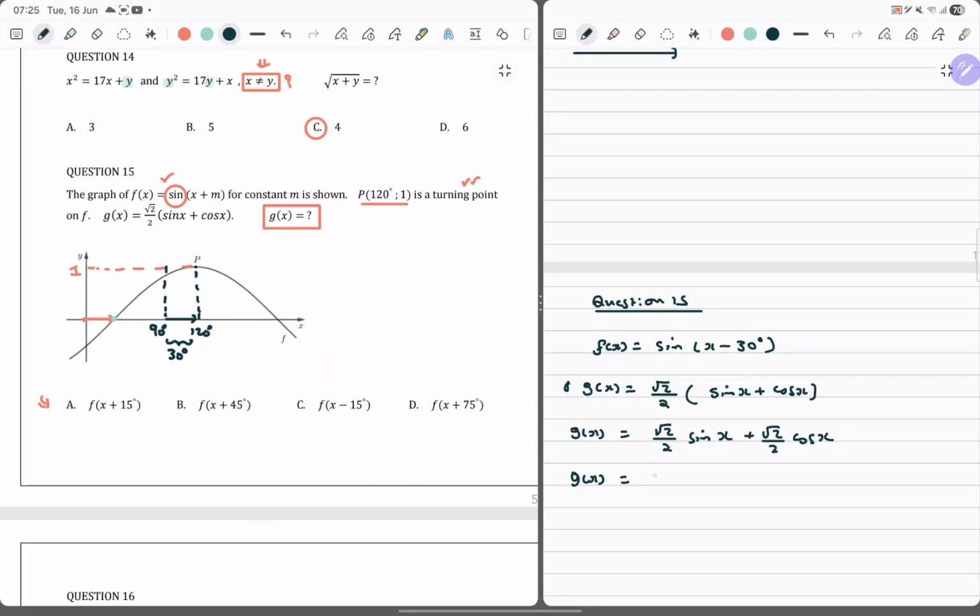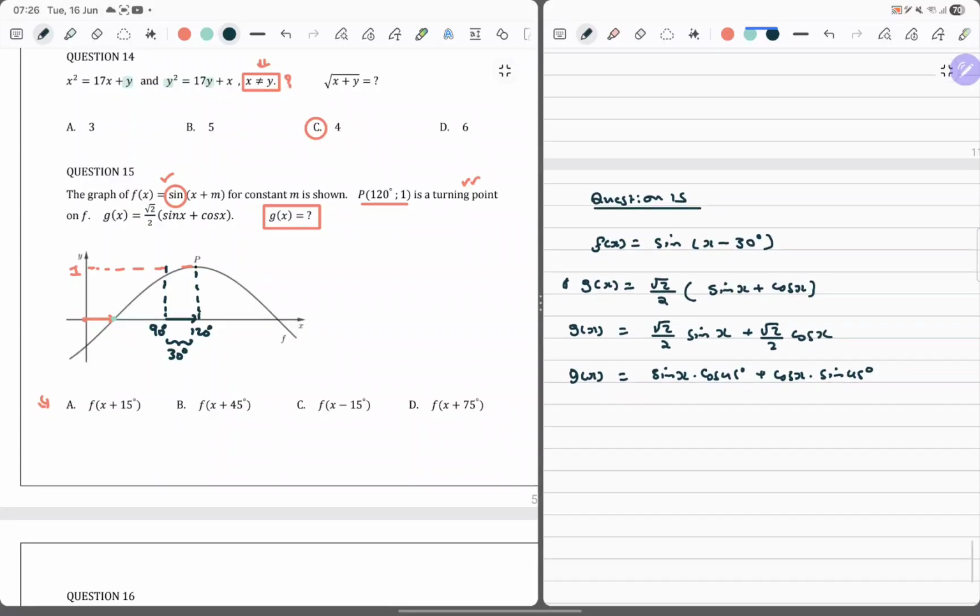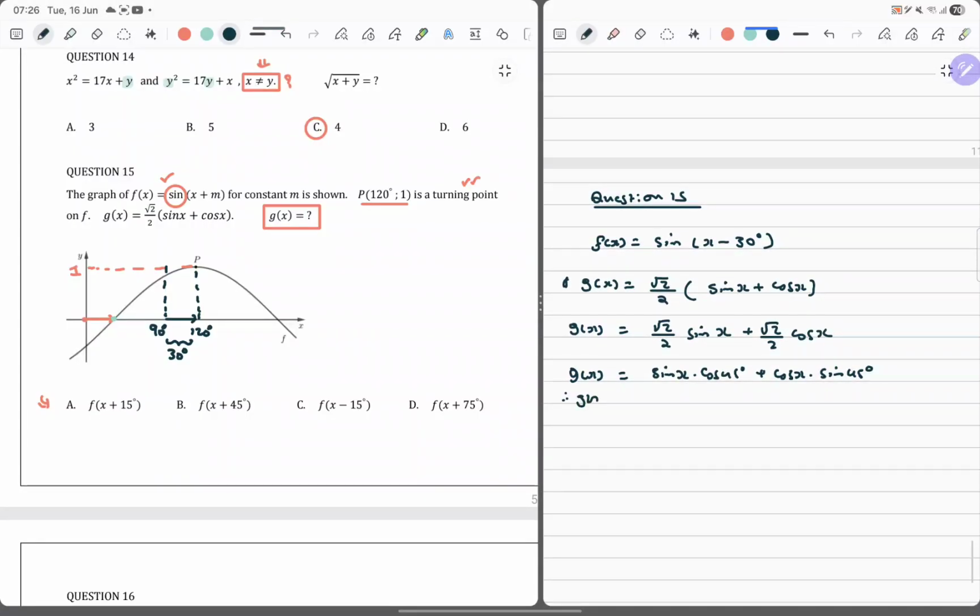Now multiplication is commutative, so this is as good as sine x cos 45 degrees plus, we can say cos x sine 45 degrees. Now we know that this is the sine compound angle identity. Nice. So this is g of x.